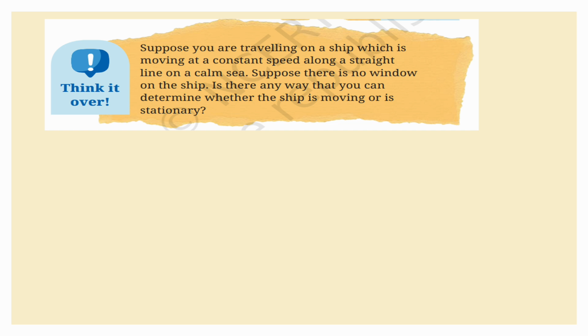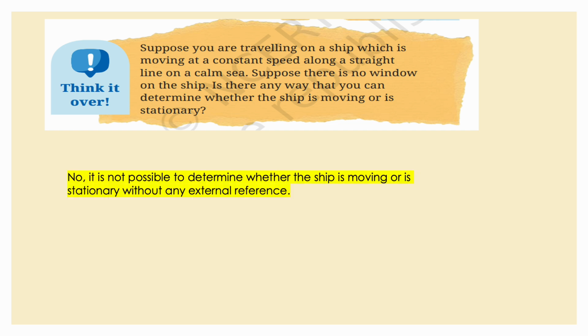Suppose you are traveling on a ship which is moving at a constant speed along a straight line on a calm sea. Suppose there is no window on the ship. Is there any way that you can determine whether the ship is moving or is stationary? No, it is not possible to determine whether the ship is moving or is stationary without any external reference. Because here the ship is moving at a constant speed, the sea is very calm and there are no windows on the ship. So we need an external reference to determine whether the ship is moving or is stationary.